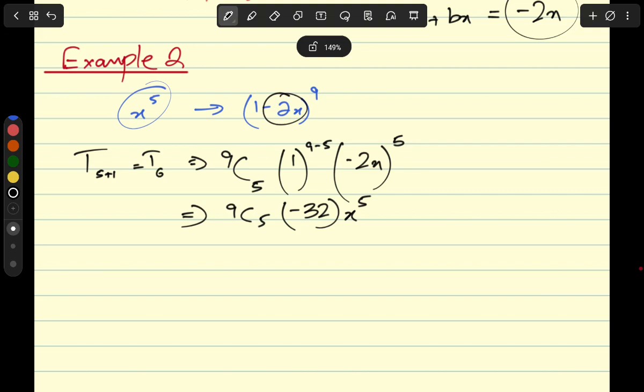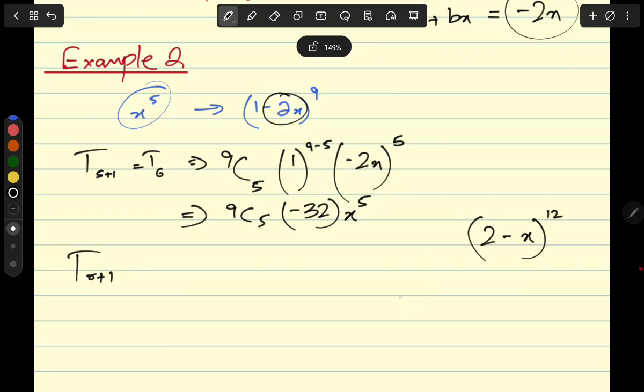Many students substitute r plus 1 instead of r. Why? Because the formula says t of r plus 1, as we were doing, right? No, tr plus 1 simply means the numbering of the term. The exponent still tells you the value of r, right? So if you're finding the x cube term and it is written like this, 2 minus x to the power of whatever, I don't know, it's 12.